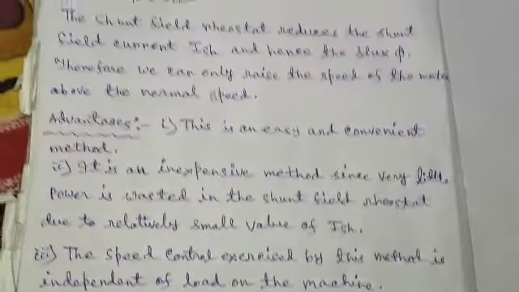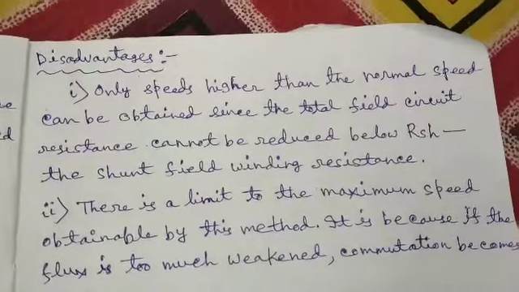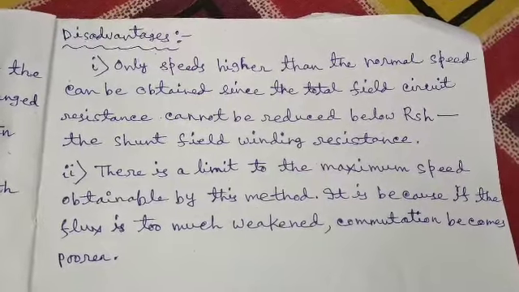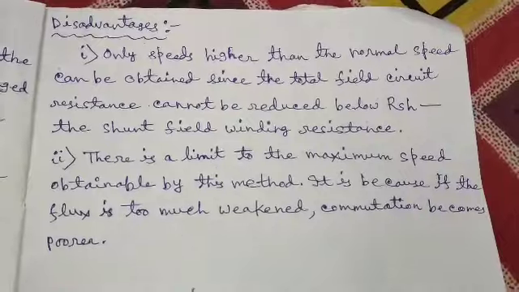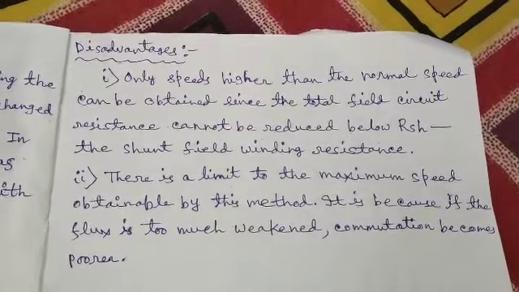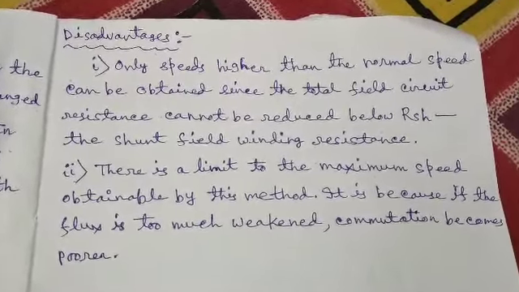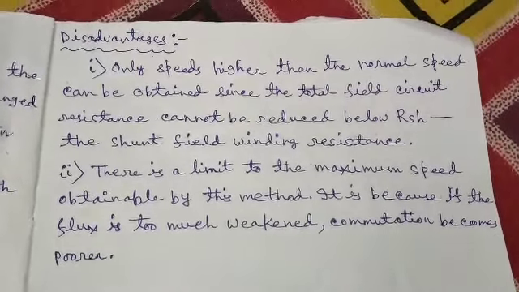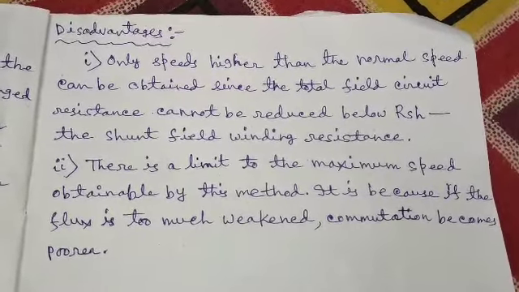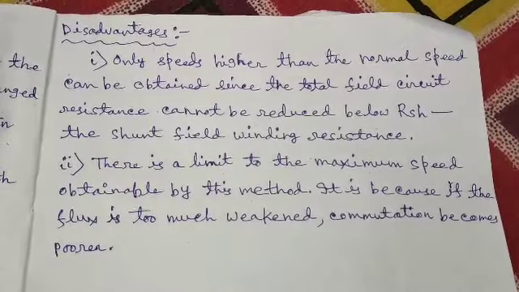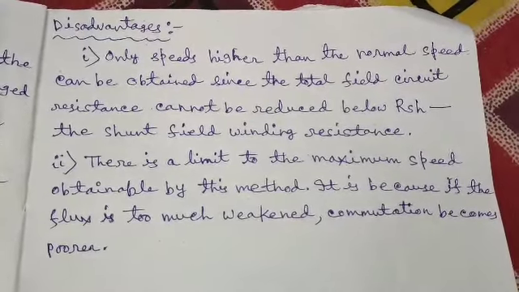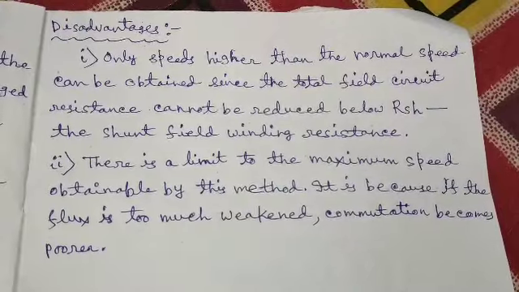Now there are some disadvantages. Number 1, only speeds higher than the normal speed can be obtained here, because the total field circuit resistance cannot be reduced below RSH, the shunt field winding resistance. So we cannot use this method in all cases of motor speed control. We can use it only where speeds higher than normal speed are required. We can never take the field circuit resistance below the shunt field winding resistance. This is the main disadvantage.